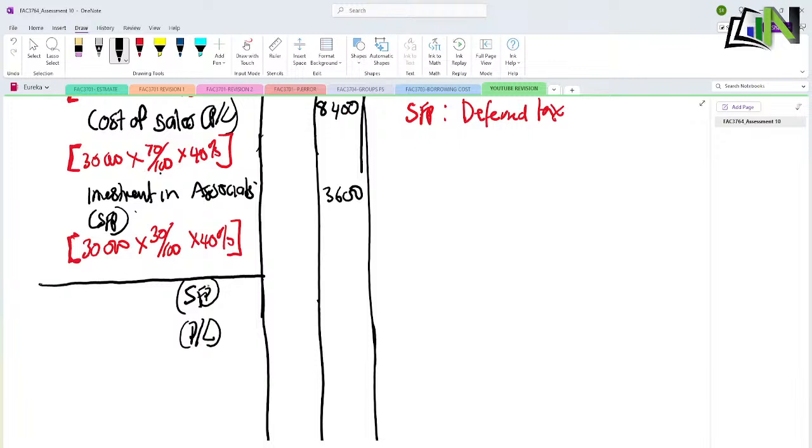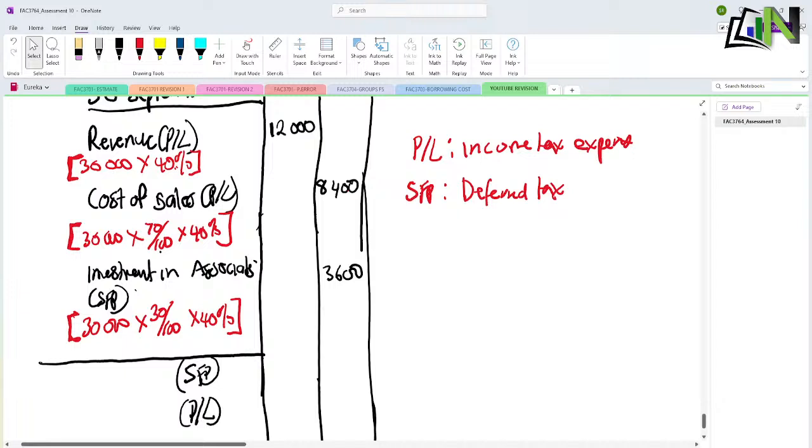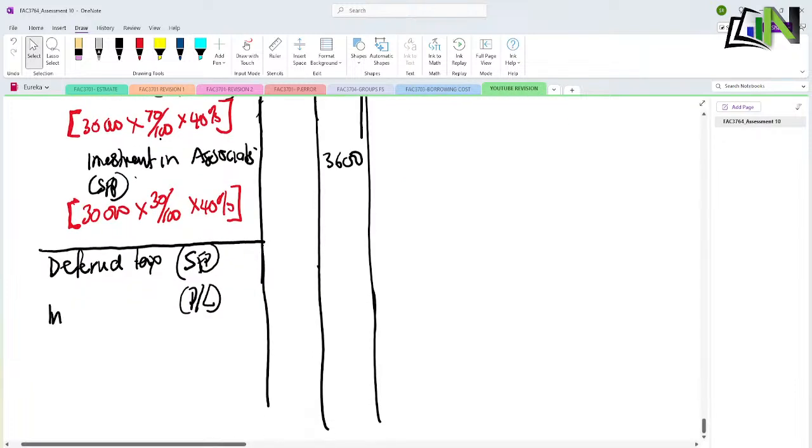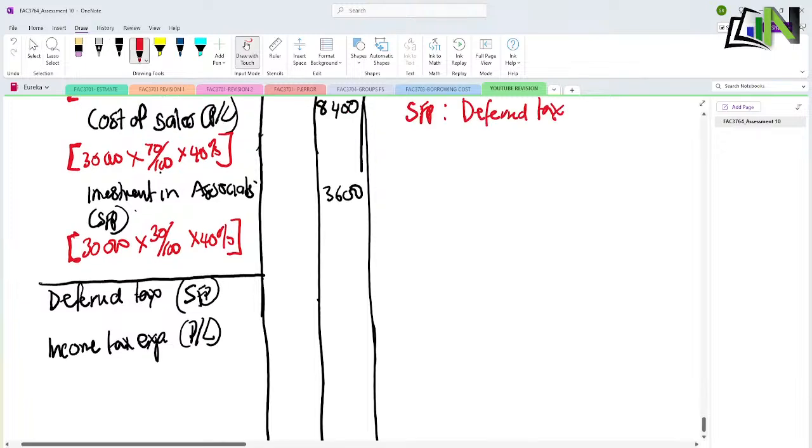So basically the statement of financial position is deferred tax. So I'm going to come there and put deferred tax. And then profit and loss, statement of profit and loss, this is income tax expense. Okay, then the calculation, guys, the calculation is based on the profit figure. It's already a 40%. All right, so there won't be any need for me to multiply by 40% again.